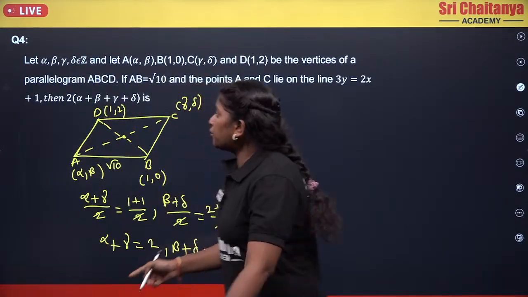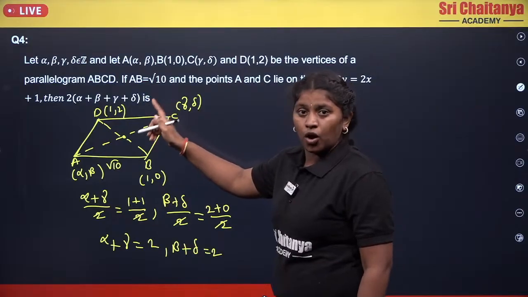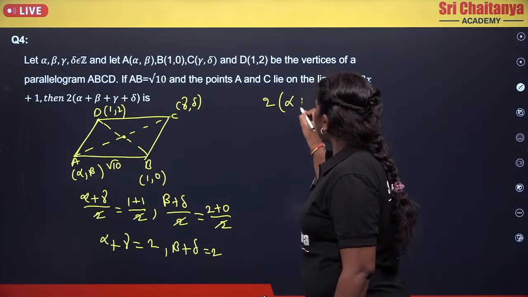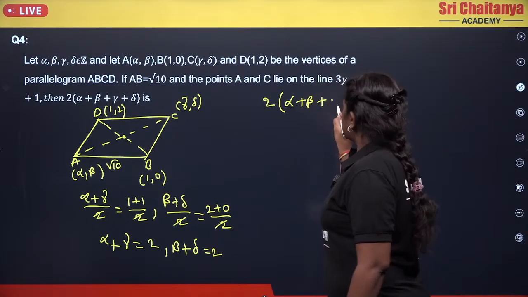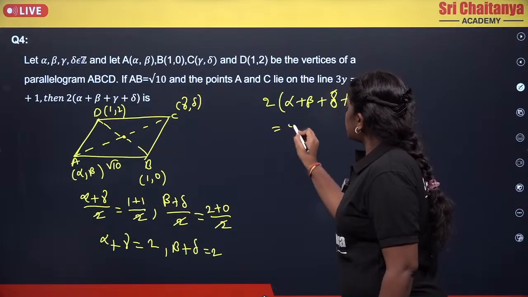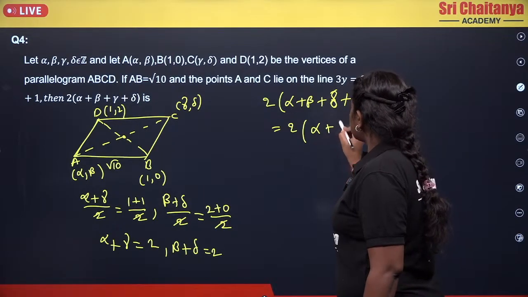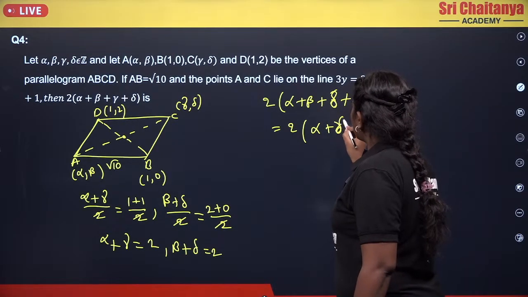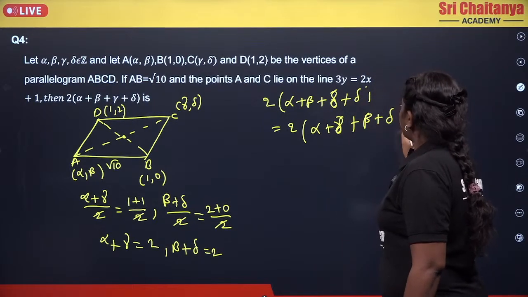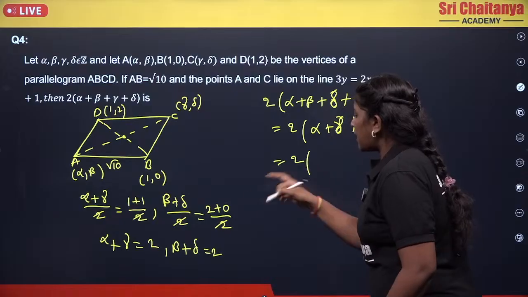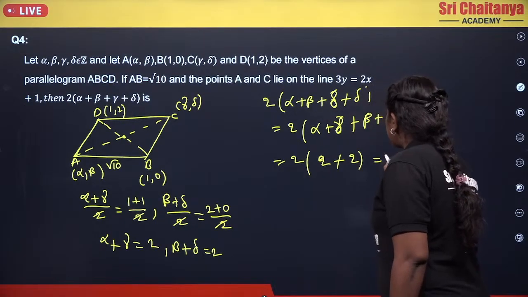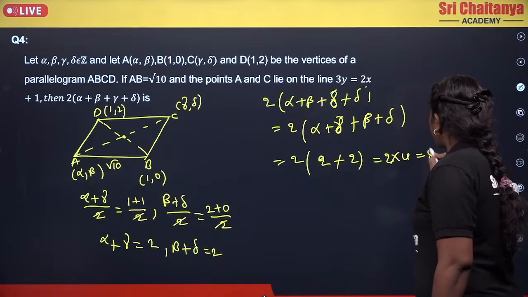Okay. So we need to find the value of 2 into (alpha plus beta) plus (gamma plus delta). So what the value will become is 2 into alpha plus beta plus gamma plus delta. Now just rearranging the terms, 2 into (alpha plus gamma) plus (beta plus delta). That becomes 2 into, alpha plus gamma value is 2 and beta plus delta value is 2. So that becomes 2 into 4, which is nothing but 8.